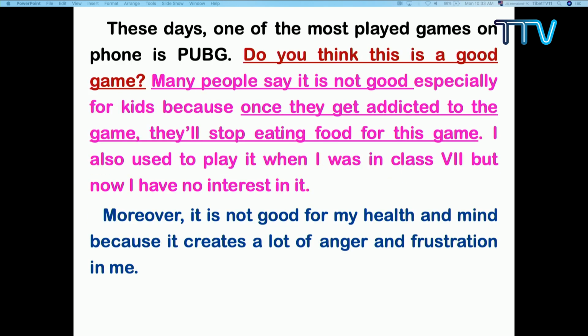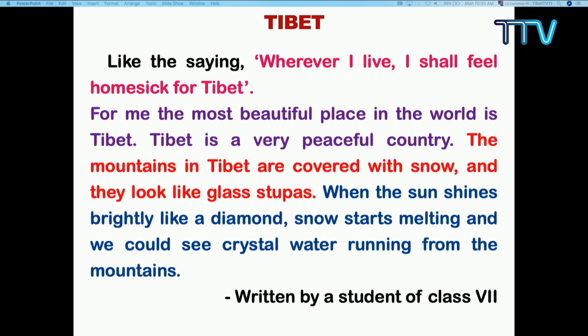I particularly like this first paragraph. Like the saying, see, wherever I live, I shall feel homesick for Tibet. For me, the most beautiful place in the world is Tibet. Tibet is a very peaceful country. The mountains in Tibet are covered with snow and they look like glass stupas. When the sun shines brightly like a diamond, snow starts melting and we could see crystal water running from the mountains.